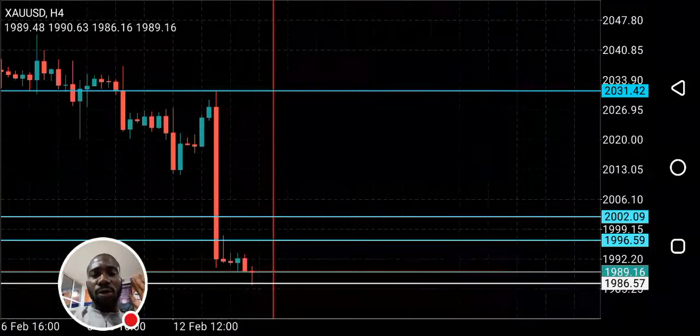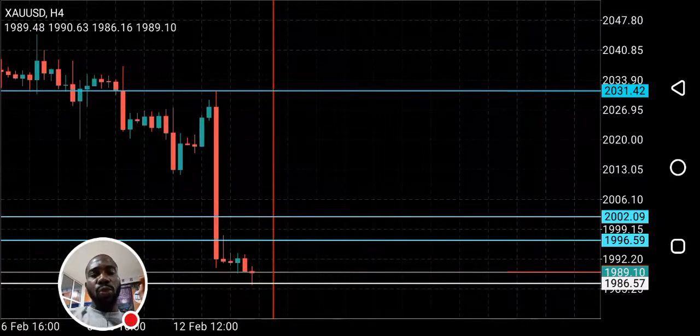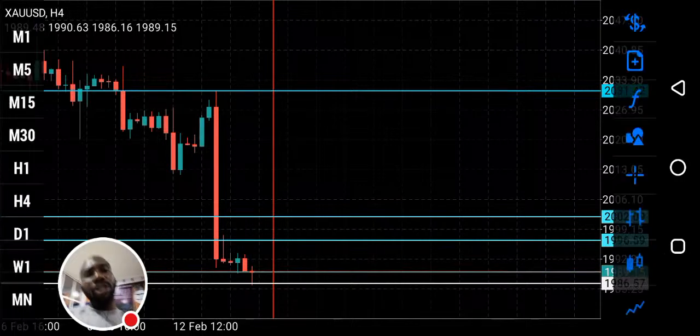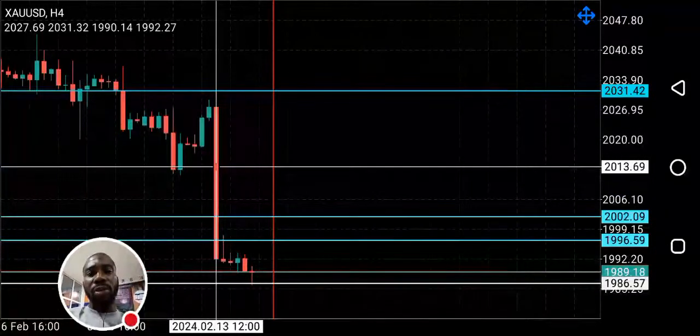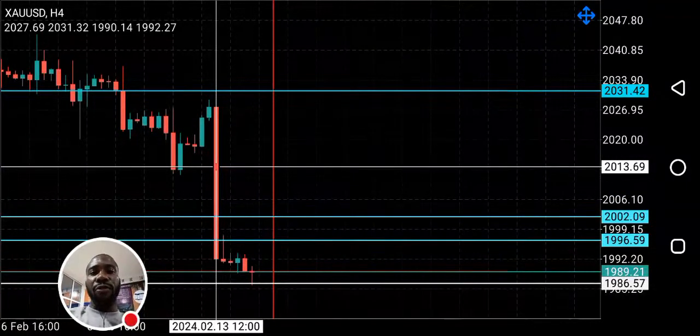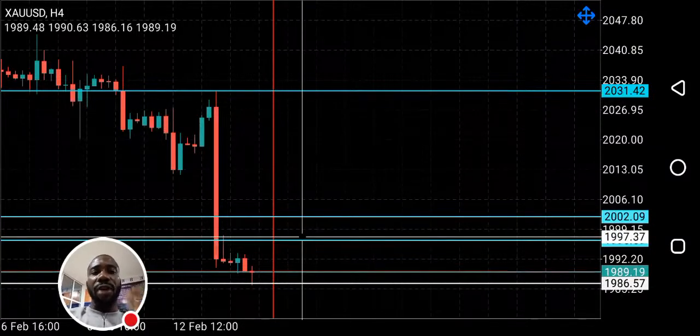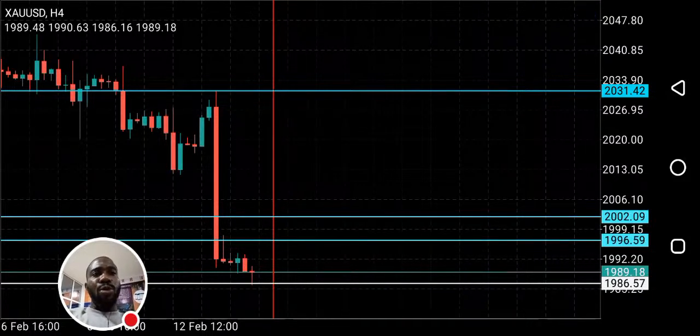So my bias on gold is bullish this week. The bearish move we saw in the market yesterday was due to the CPI news that was released. The news favored the United States dollar. That's the reason for the bearish move we saw yesterday. Over 300 and something pips was delivered on gold. So I'm expecting a pullback today, and I'm expecting the market to start its bullish move. That's my expectation on gold. There is no major news for USD today.